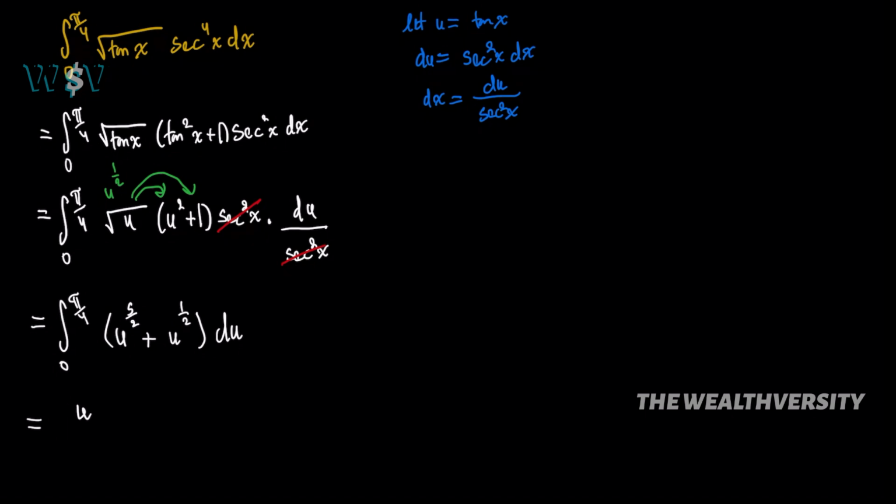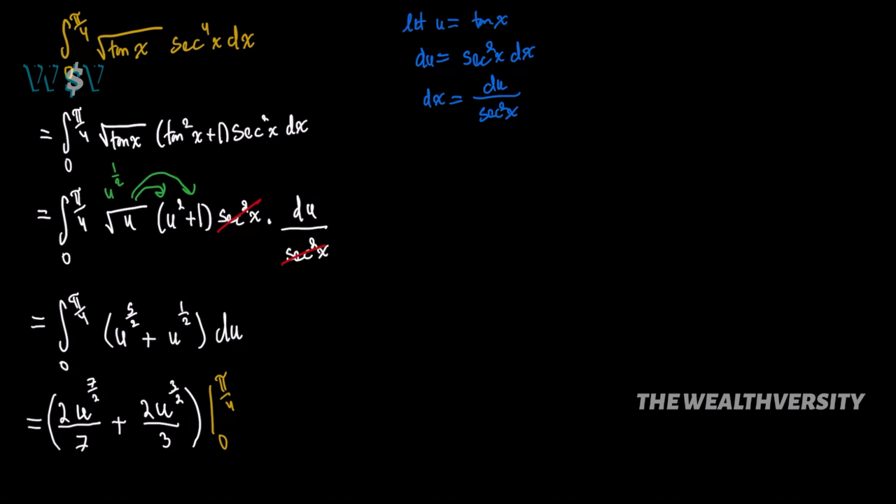Now to integrate this, we add 1 to the exponent and multiply u by the reciprocal of the exponent fraction. So 5 over 2 plus 1 is 7 over 2. And to cancel 7 over 2, we multiply u by 2 over 7, and if we differentiate this, we should get u to the power of 5 over 2. And the integral of u to the power of half is 2 over 3 times u to the power of 3 over 2. Now we sub tan x back for u, and we should evaluate from 0 to pi over 4.